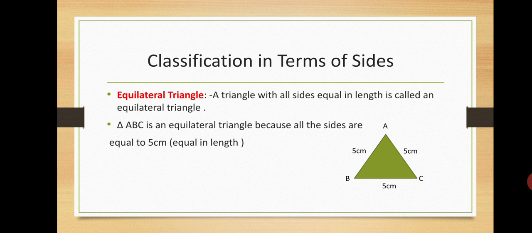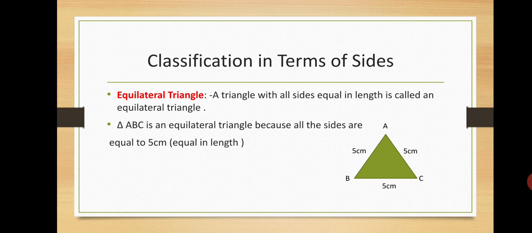First we will discuss the classification in terms of sides. The first one is the equilateral triangle. A triangle with all the sides equal in length is called an equilateral triangle. See, the name also has "equal" in it. So this means all the sides are equal.